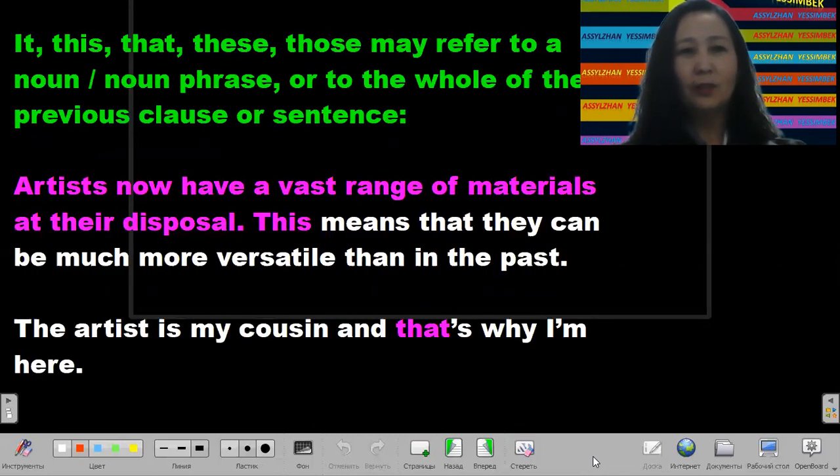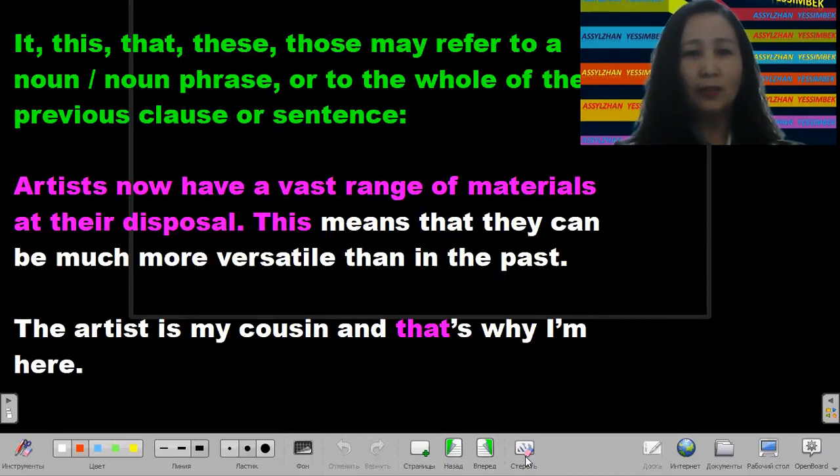Another way, using it, this, that, these, those, which may refer to a noun or noun phrase or to the whole of the sentence or previous clause. For example, artists now have a vast range of materials at their disposal. So the whole of this sentence we've replaced with this. This means that they can be much more versatile than in the past.